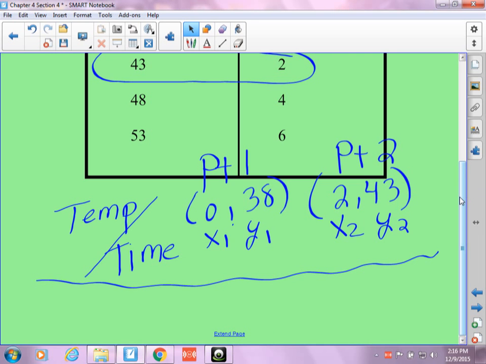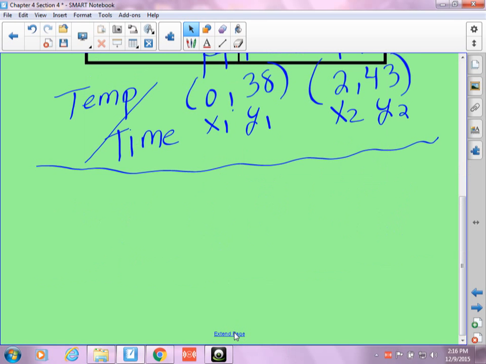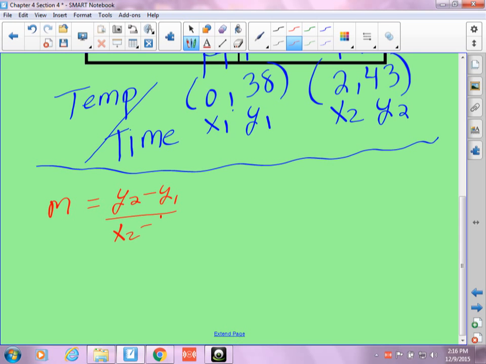Okay, so then I'm going to grab our formula. So what's our formula again? M equals? Very good. Y2 minus Y1 over? Good. Y2 is? 43 minus 38 over 2 minus 0. Good. What's my numerator? 5. But you're right, it's over 2.